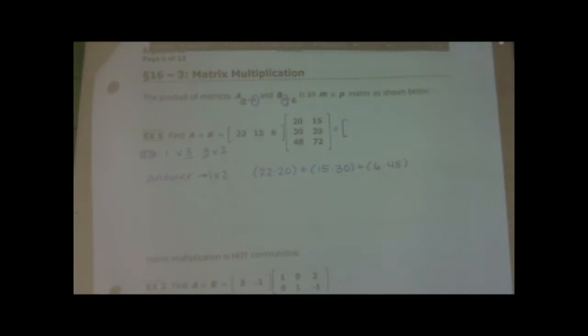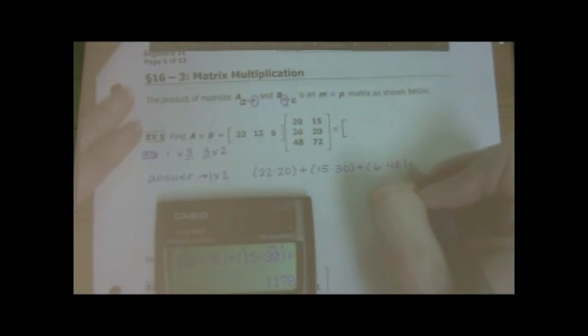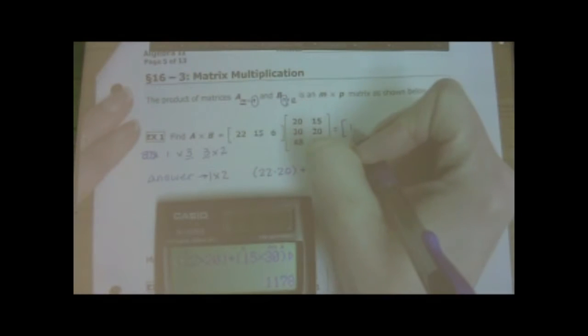So now, of course, this is going to be a ginormous number, but I got to do it anyways. So using my parentheses, 22 times 20 plus 15 times 30 plus 6 times 48. Big number? Yep, 1,178. So that's what goes here.